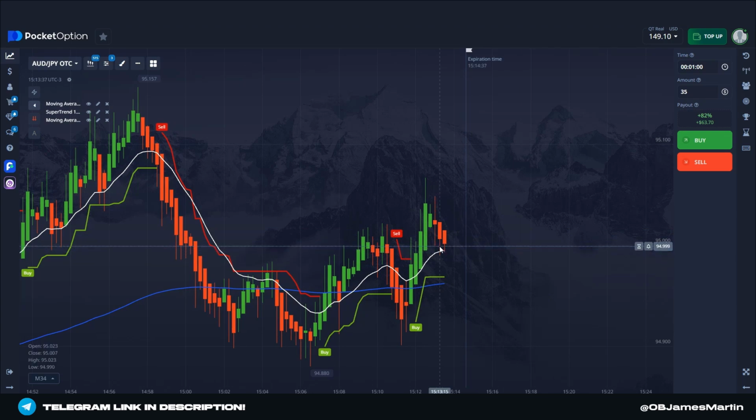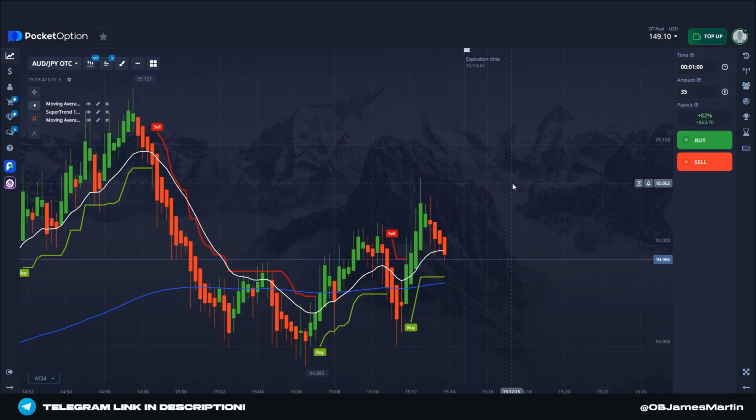I want to say again that the principle of large candles applies to the upward trend and also applies to the downward trend.